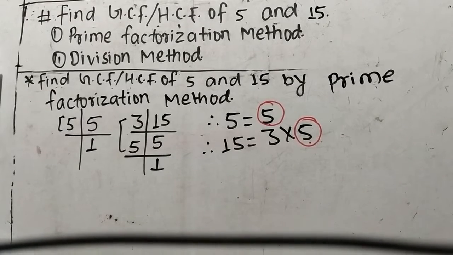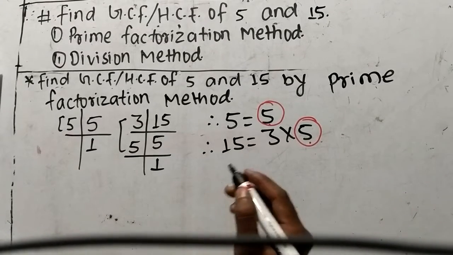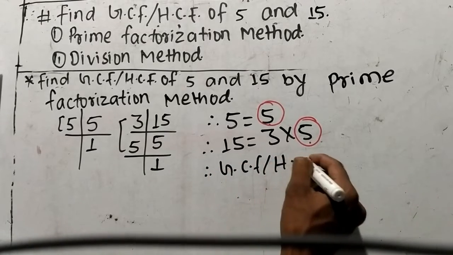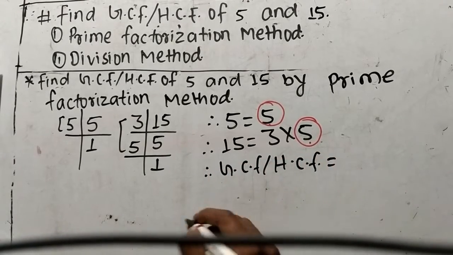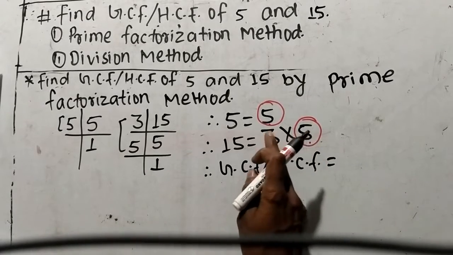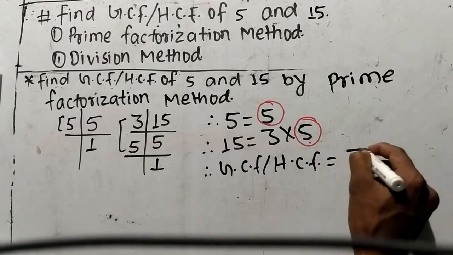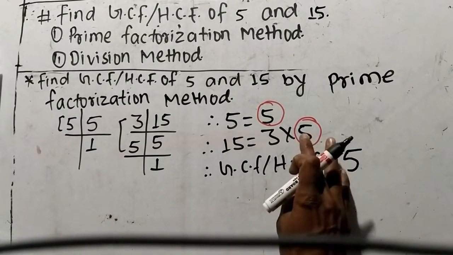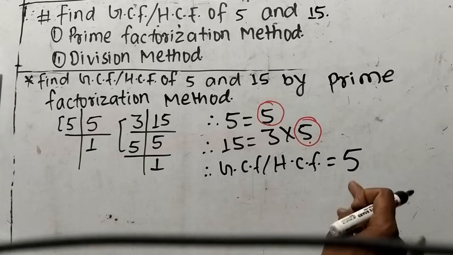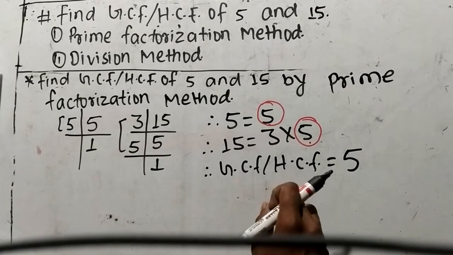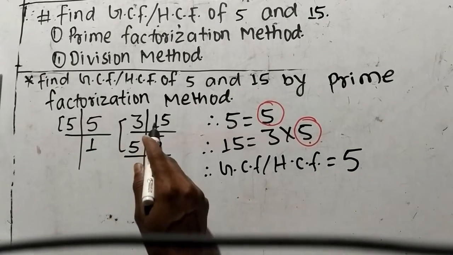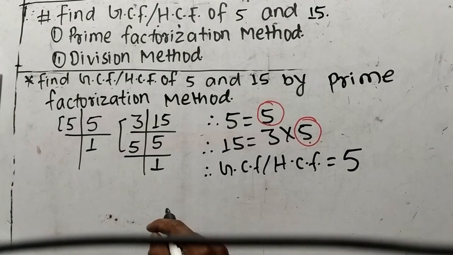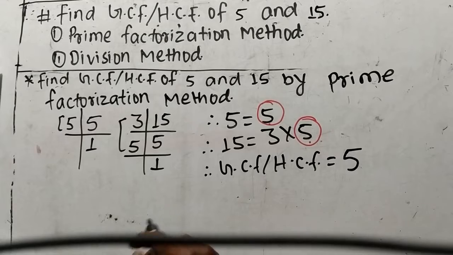And as you know, we are finding here GCF or HCF. So GCF or HCF is the product of all common factors. So your common factor is only 5. So GCF or HCF is equal to 5. Since here is only one common factor, which is 5, therefore 5 is the GCF or HCF of 5 and 15. So in this way we can find out GCF or HCF by prime factorization method.